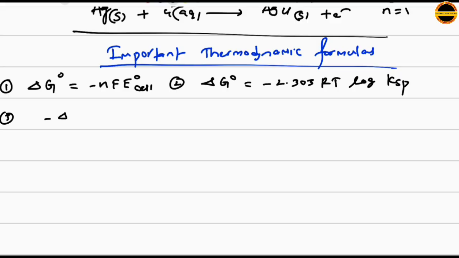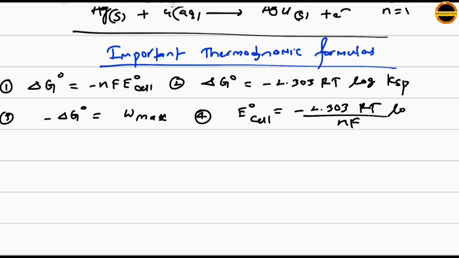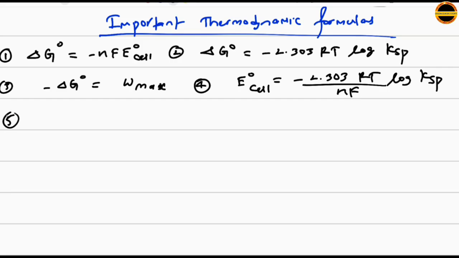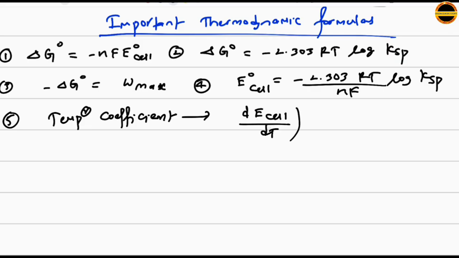Then similarly, delta G naught, the decrease in Gibbs free energy, is equal to the maximum useful work done. Or you can write E naught cell is equal to minus 2.303 RT by nF log KSP, where n is the number of electrons involved. We write log KSP when there is an insoluble solid. Temperature coefficient means we are relating a physical quantity with respect to temperature. So we write dE cell by dT at constant pressure, the temperature coefficient of this cell.